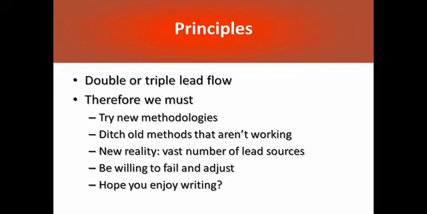So there's several things that we're going to need to do if we're going to double or triple our lead flow, which is the goal. We're going to have to try new things. We're going to have to get rid of old methodologies that aren't working as well as they used to. We're going to have to face the new reality that there's a lot more lead sources today than there used to be in the good old days. And we're going to have to be willing to fail. We're going to have to try this stuff. I call it cheap, fast failure with upside. We're going to have to try some things inexpensively that have more upside than downside, and then we're going to have to adjust when they don't work.